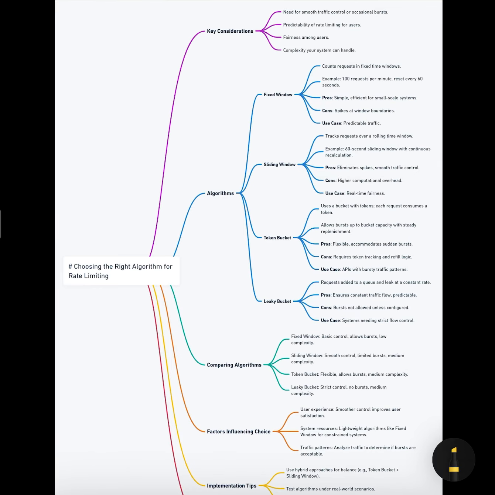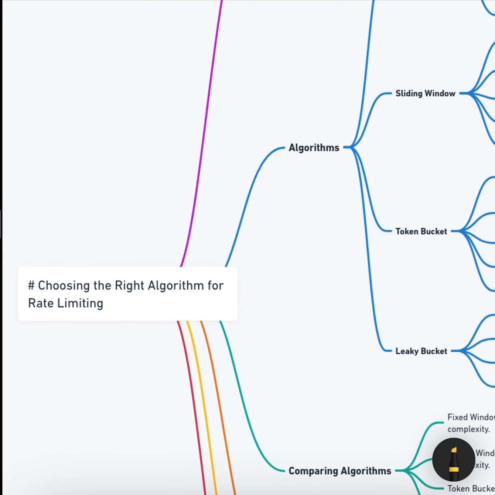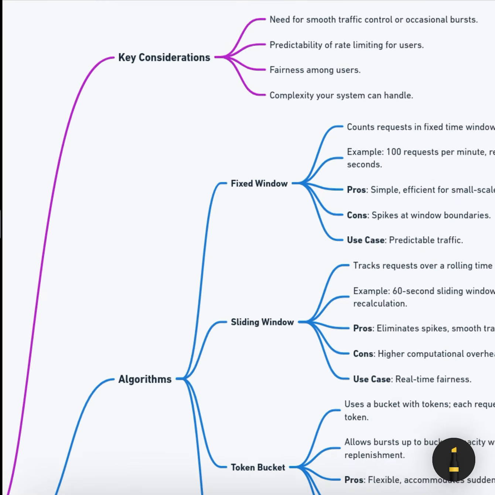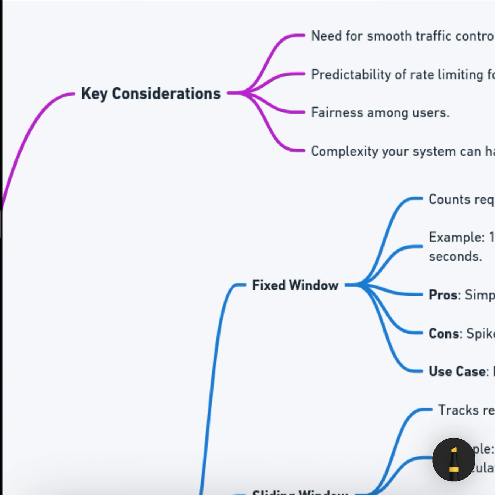Deep dive: choosing the right algorithm for rate limiting. Selecting the appropriate algorithm is the backbone of designing an effective rate limiter. Each algorithm has its strengths and weaknesses, depending on your system's needs. Let's explore the options in detail.